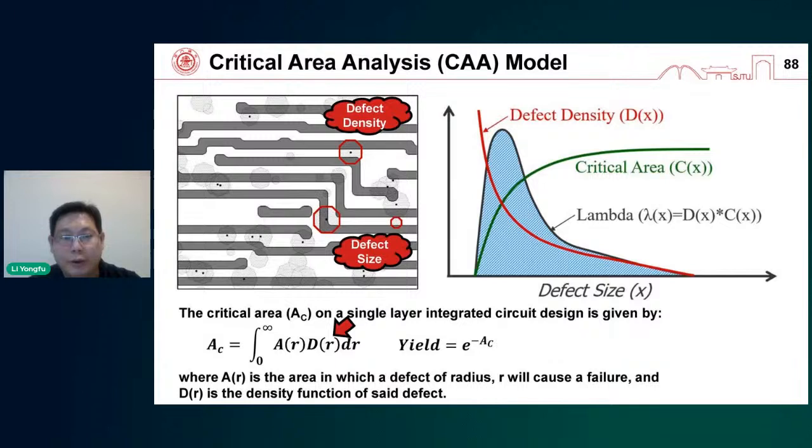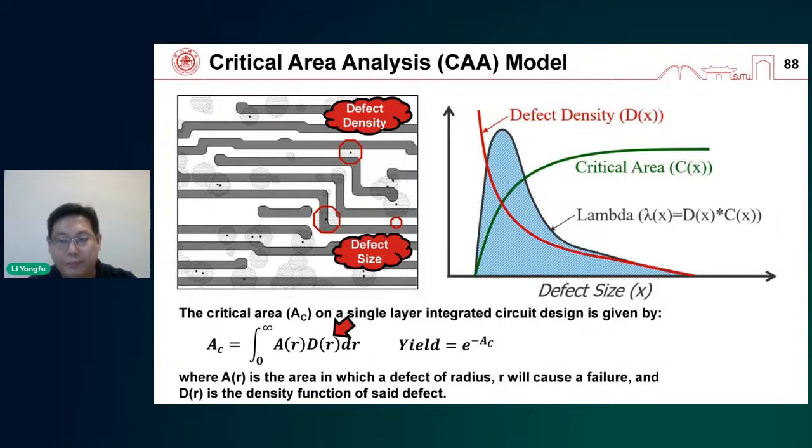CAA was a very simple idea. It's about looking at the size of different defects, and based on that density, you can use a very simple Poisson equation to model the effects. With that in mind, very small spaces mean you have a higher probability of having defects. With a very small line width, you have a higher probability of opens or shorts.